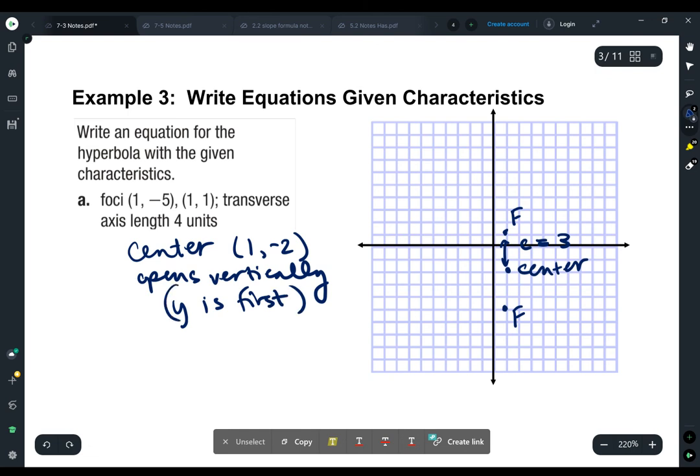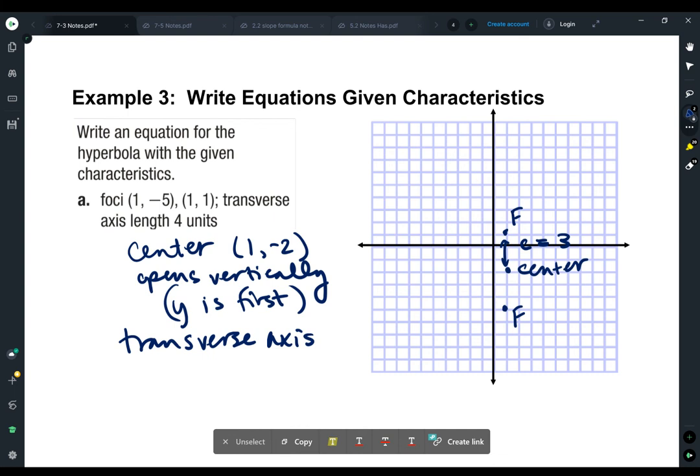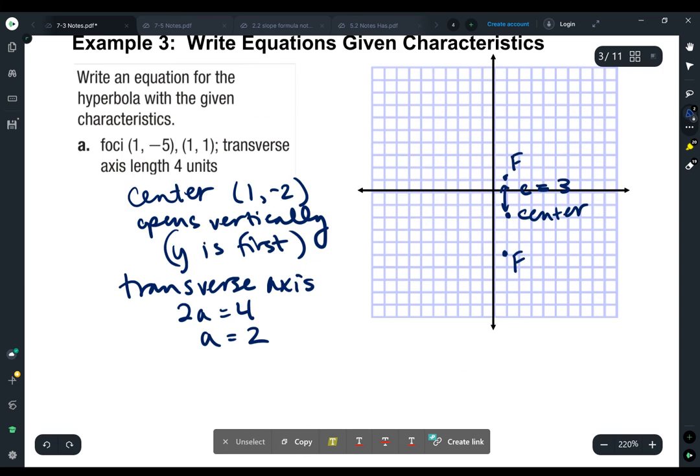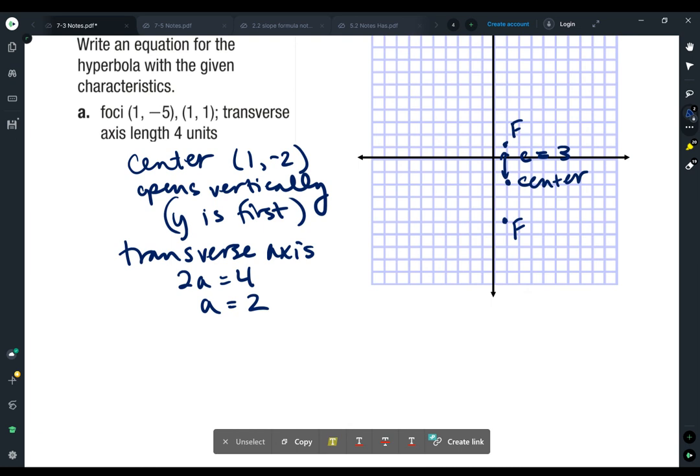So I'll have y minus something squared minus x squared over something equals 1. My transverse axis is my important axis. And remember on the last page, we wrote down that the transverse axis was 2a, because from my center, it's up a and down a in this case. So 2a equals 4. So a equals 2. So I know that, but I still need to have b. I need a and b to write this equation.